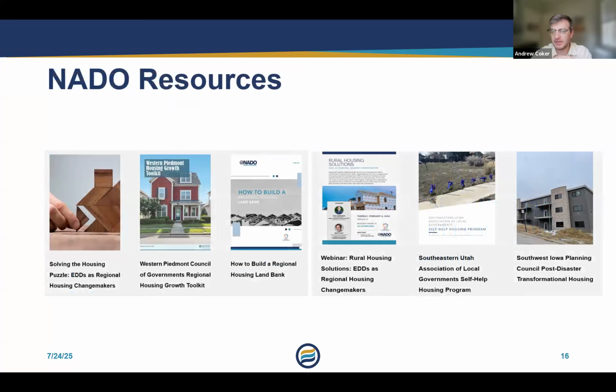With that, wrapping up here, just going through some of the different things that we've been able to put out. I've mentioned a few of these during the presentation, but would highly encourage you to check out our nado.org/housing URL. All of this information is on that website, where you can see two of my favorite examples personally: the Western Piedmont COG's Regional Housing Growth Toolkit, and the How to Build a Regional Housing Land Bank. So highly encourage everyone to check that out.